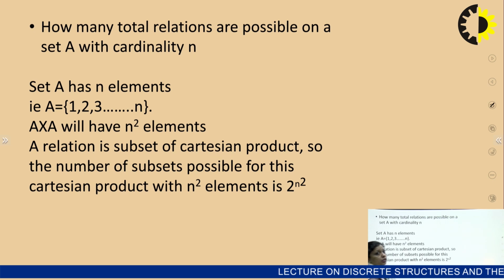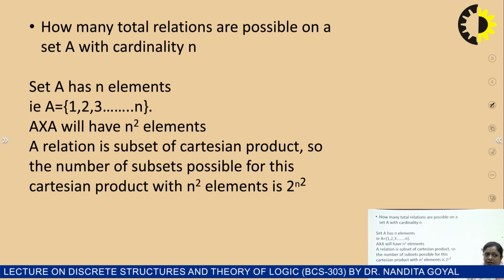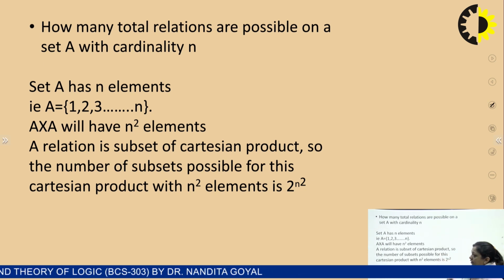Now the question is, if I have in general a set A with n elements, then how many relations are possible on this set A, when the cardinality of the set is n? So let's see how to find it out. Now my A contains elements 1, 2, 3 up to n. So what will be my Cartesian product, that is A cross A? How many elements will be there in my Cartesian product?